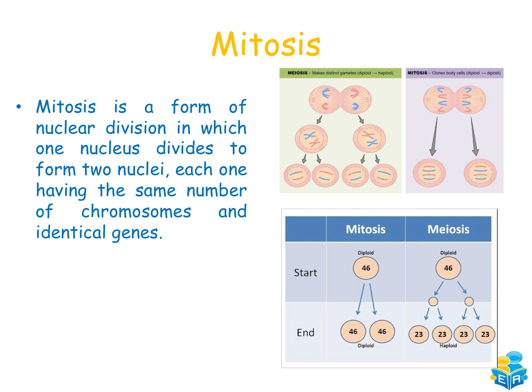So mitosis is a form of nuclear division in which one nucleus divides to form 2 nuclei or 2 daughter cells, each one having the exact same number of chromosomes and identical genes. Okay, so they're exact copies. Whatever you end up with up here, or start off with up here, you end up with down here. And we can see that in this diagram over here.